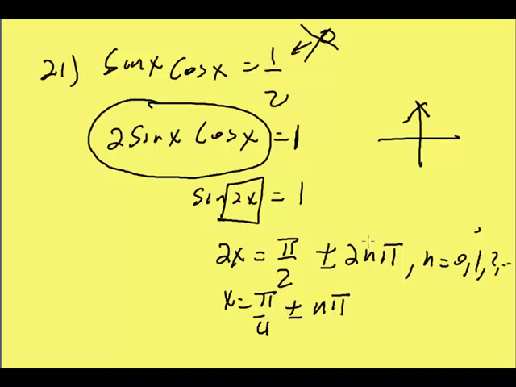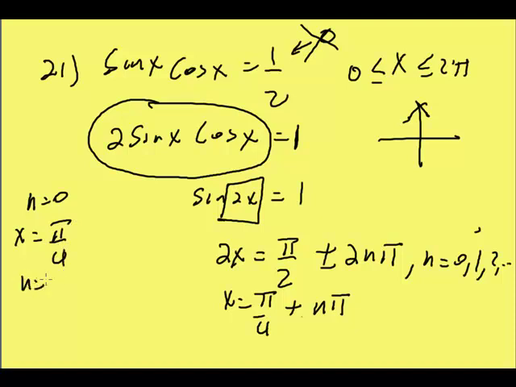But do I need to worry about the minus part since my domain is greater than or equal to 0, less than or equal to 2 pi? No. So I might as well trash the minus part so it won't be confusing why I'm not doing the minus part. Okay, now what we're going to do is plug in our numbers. N is equal to 0. What's my x equal to when n is 0? Pi fourths. Is that less than 2 pi? Yep, keep it. N is equal to 1. Pi plus pi fourths. Is that less than 2 pi? Yes, that's 5 pi fourths, and we keep that.